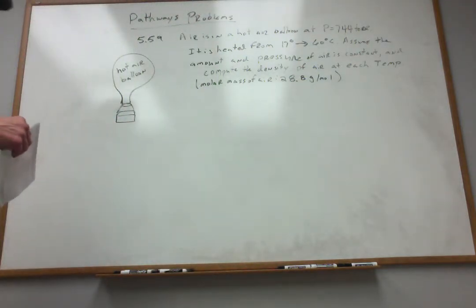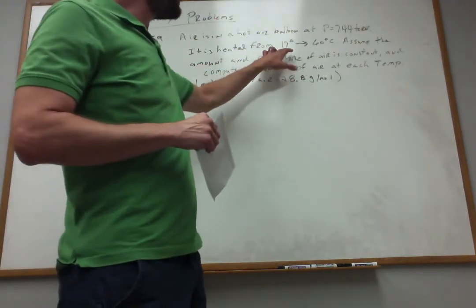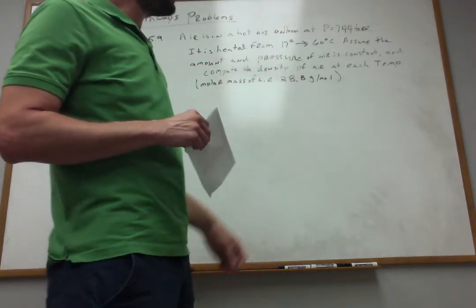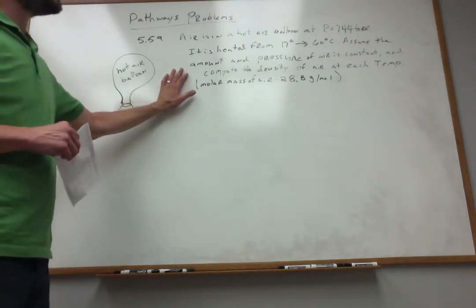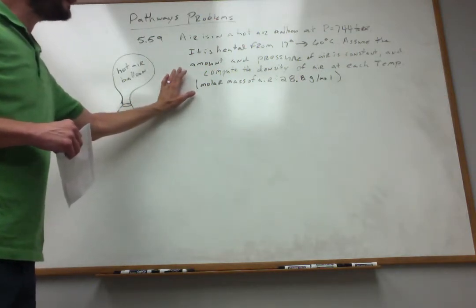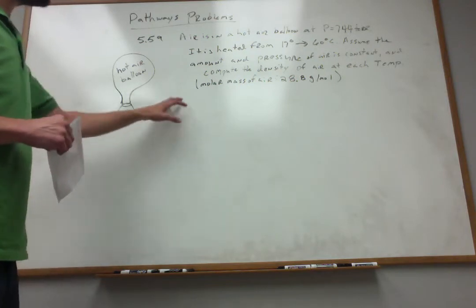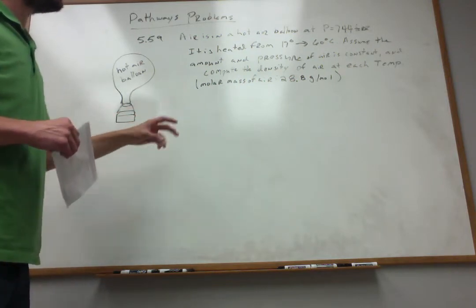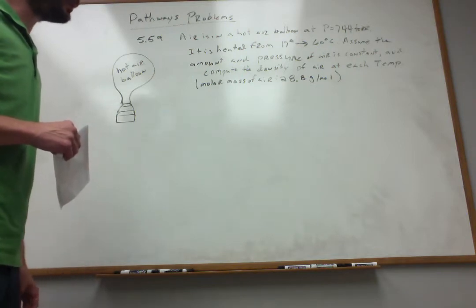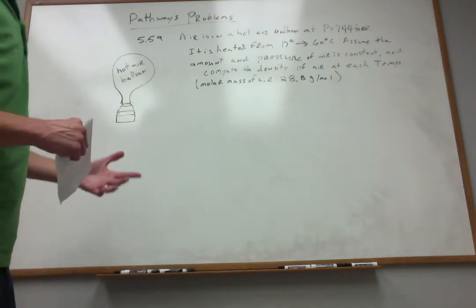We're then going to take that air and heat it from 17 degrees Celsius to 60 degrees Celsius. We're to assume the amount and pressure of air is constant, and we want to compute the density of air at each temperature. They also tell us here that the molar mass of air is 28.8 grams per mole. Now, there's a lot of kind of fun things about this problem.